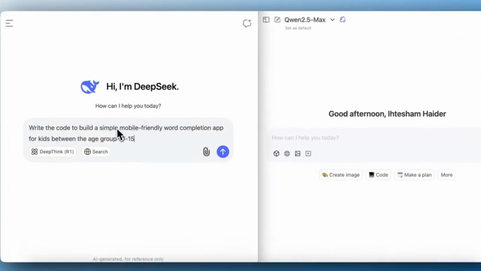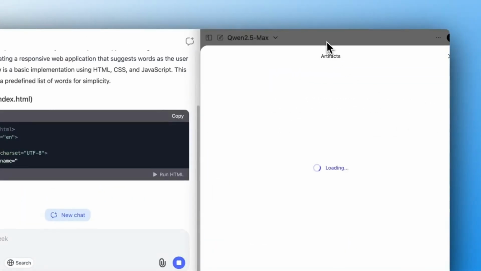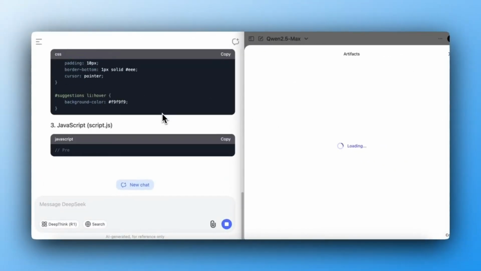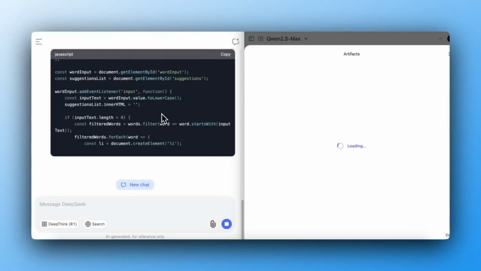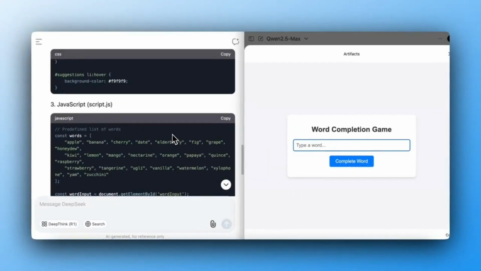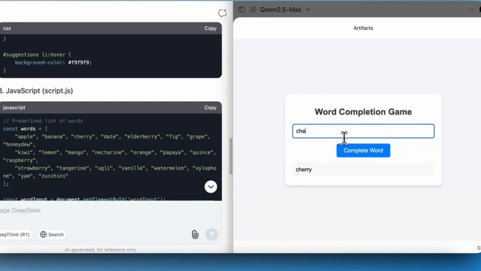Coding. The coding round brought out the best in both models. DeepSeek-V3 wrote code like a seasoned software architect, implementing advanced features and robust error handling. Meanwhile, Qwen 2.5 focused on readability and maintainability.